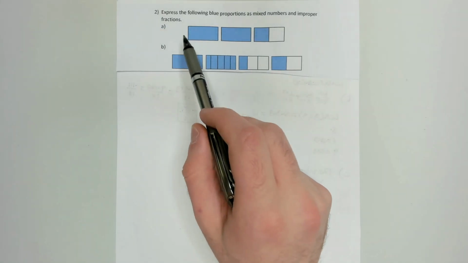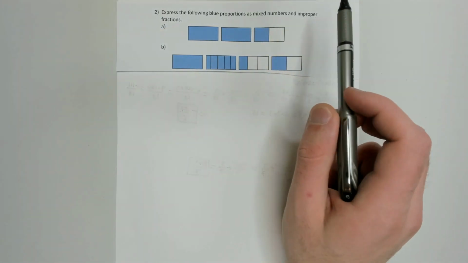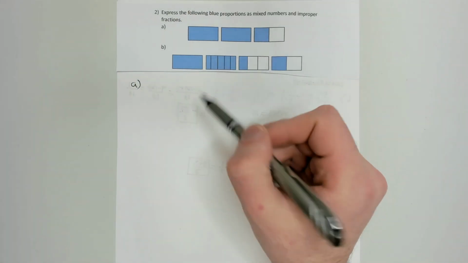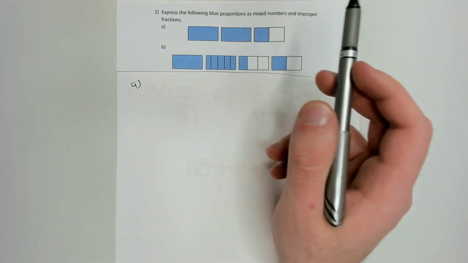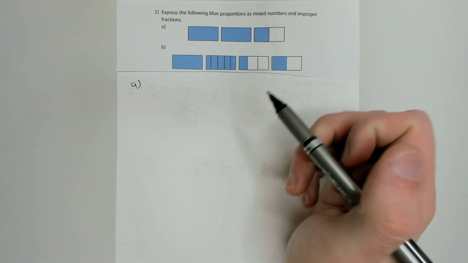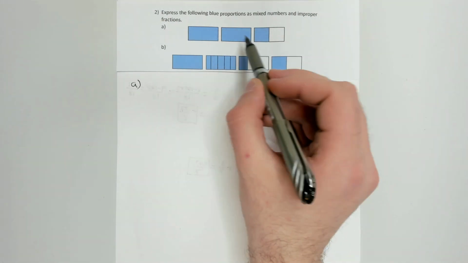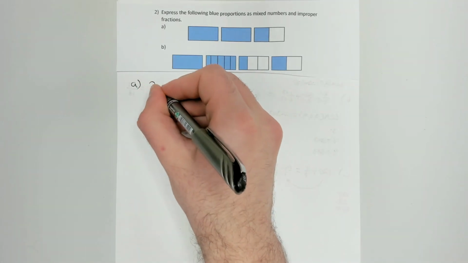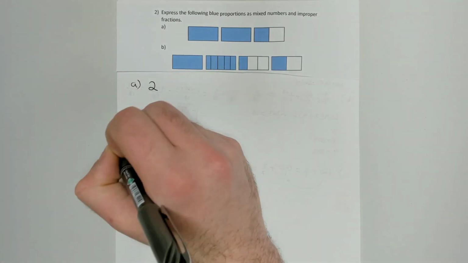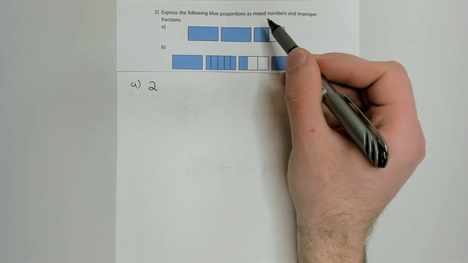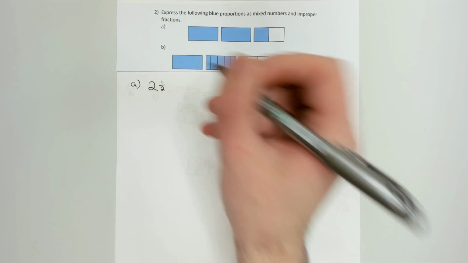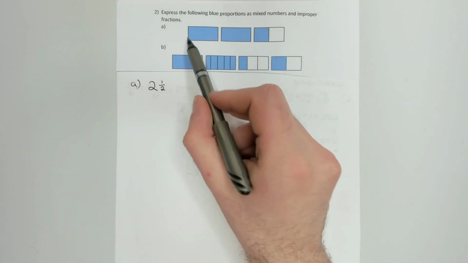Question 2 says, express the following blue proportions as mixed numbers and improper fractions. Okay, so we need to basically do two things for each of these parts. Express it as a mixed number and an improper fraction. So for the first part, we see that 2 of the full rectangles are shaded in. So that means 2 is going to be the whole number part of our mixed number. And then for this last one, there's 2 pieces and 1 of them is shaded in, so that is a half. So 2 1/2 will be the mixed number that expresses this amount here.